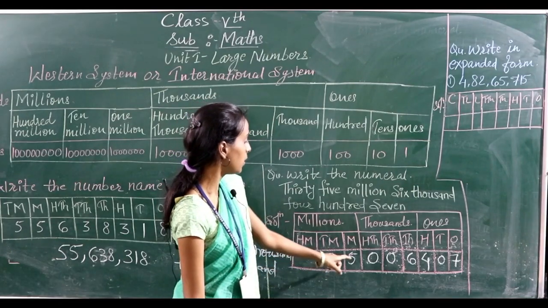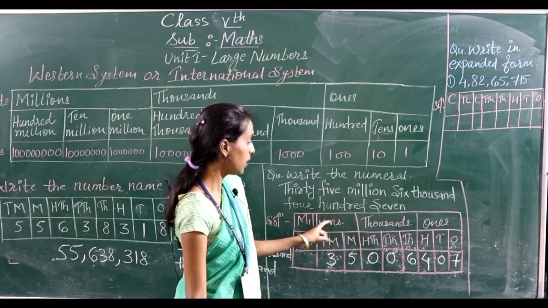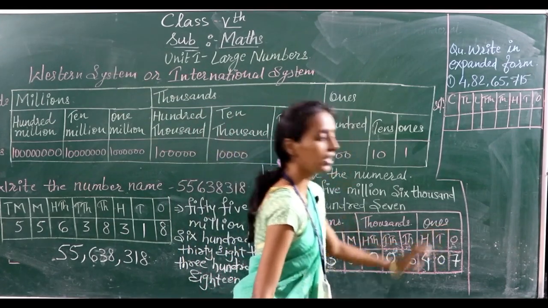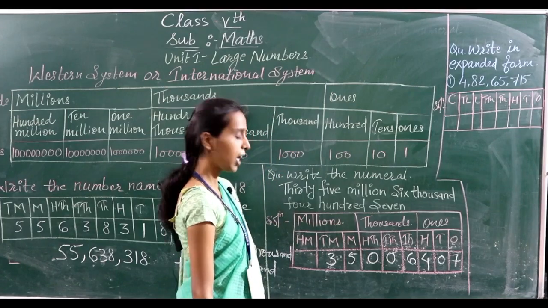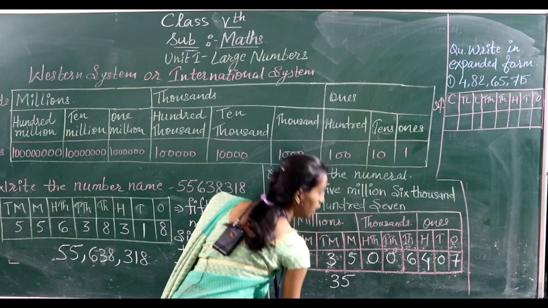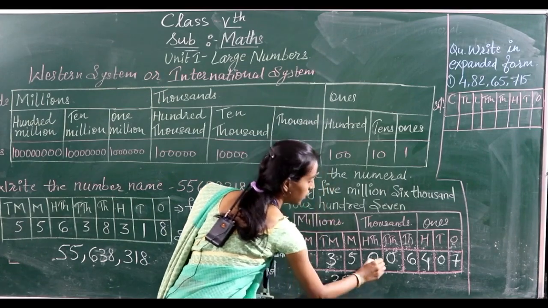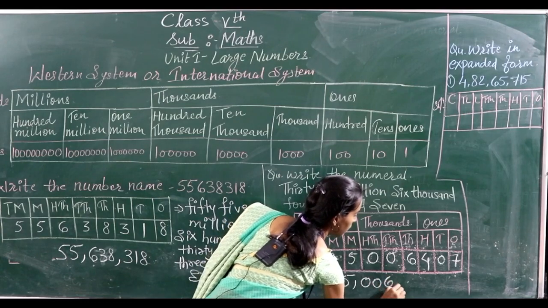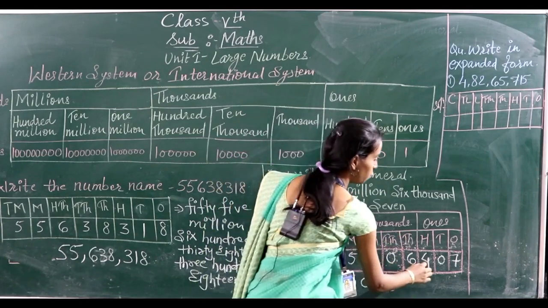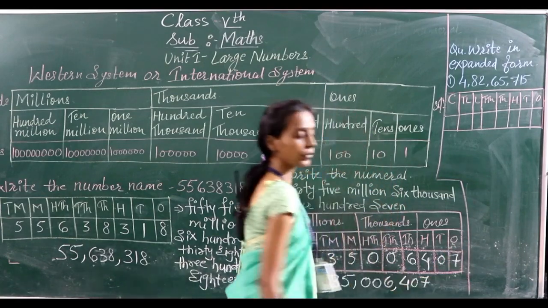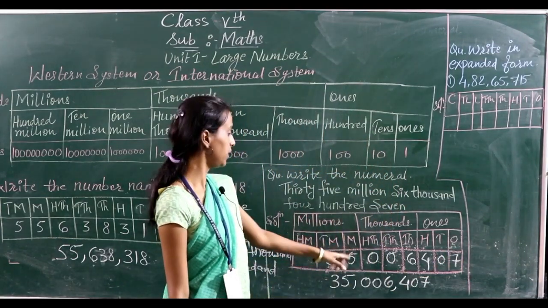Okay, so now how we will read it? Now it becomes 35 millions, 6,407. Now we will write it using our commas. So 35 millions, comma 006, that is 1,000, 6,000, and the last one is 407. Okay, so in this way we will write it down.